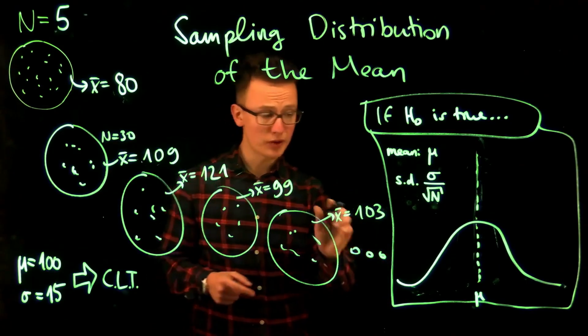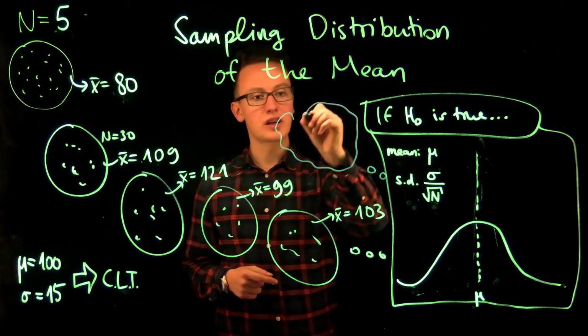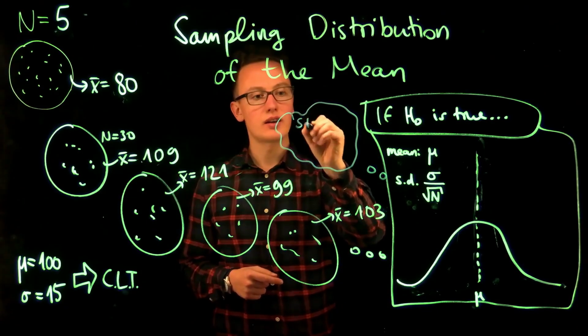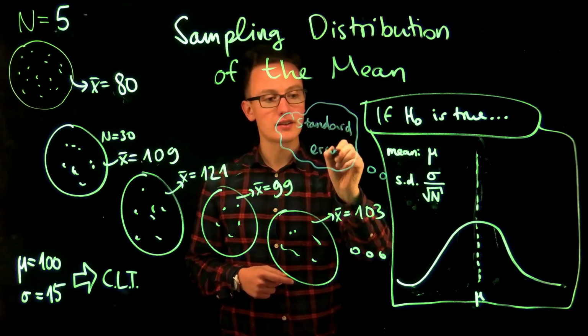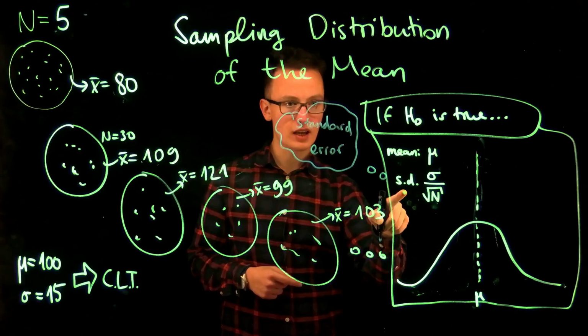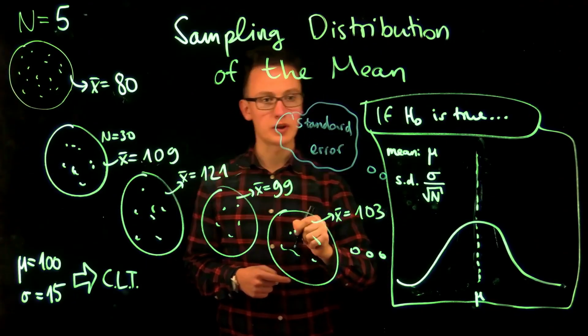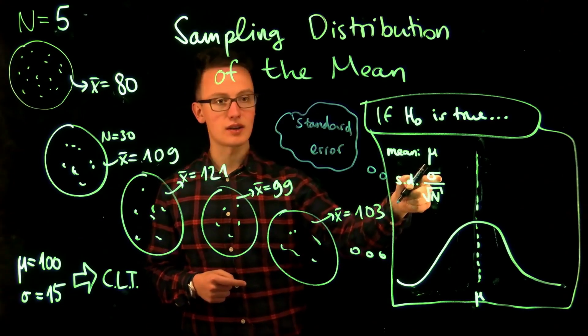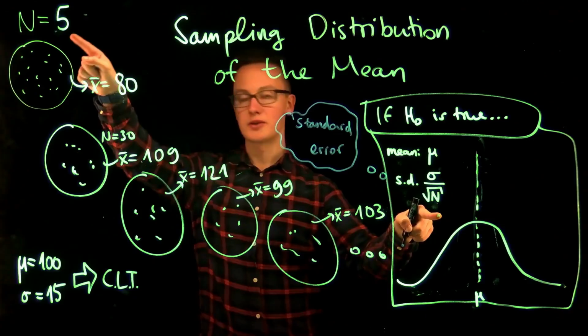Okay, before we move on, just remember not to forget this idea that when we're talking about standard error, what we effectively mean is the standard deviation of the sampling distribution of the sample mean, and that can be computed by taking the standard deviation divided by the square root of the sample size. Okay?